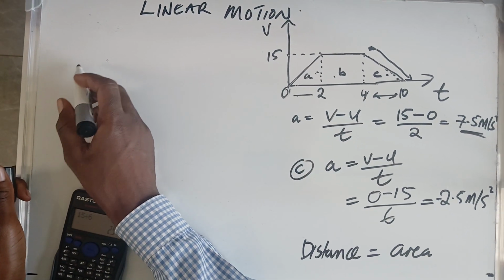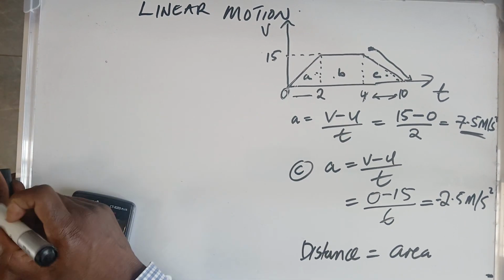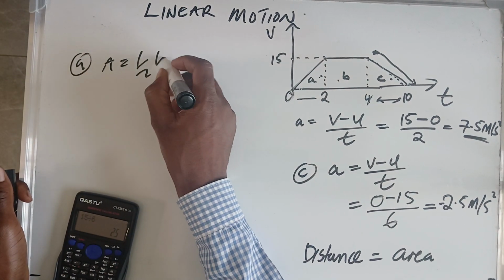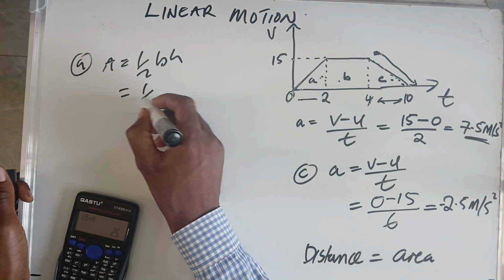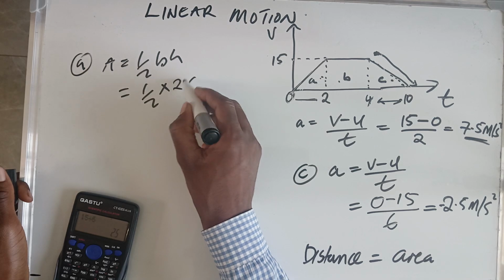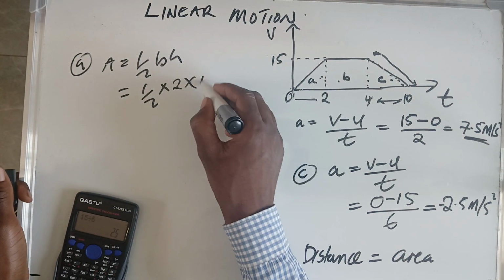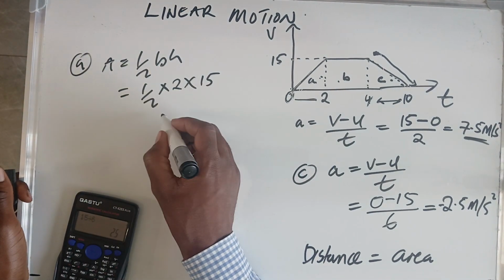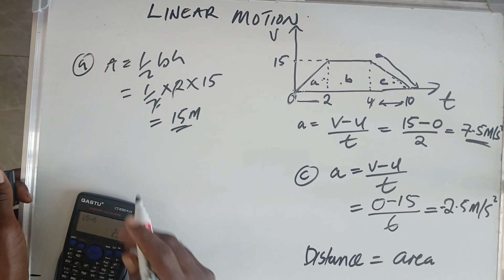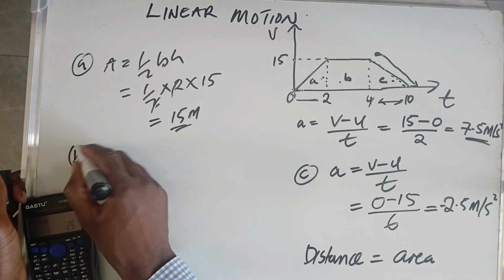Area for A, area is equal to, it's a triangle, half b h. Half times b, it's from here to here, which is 2, times height, it's from here to there, which is 15. So the answer becomes 15 meters. You see it?